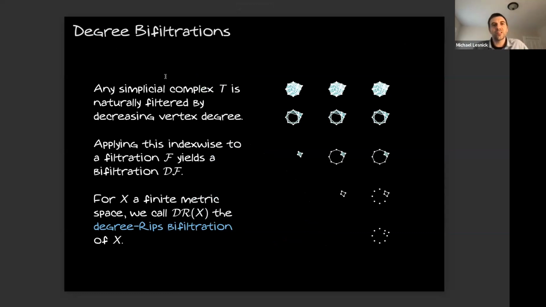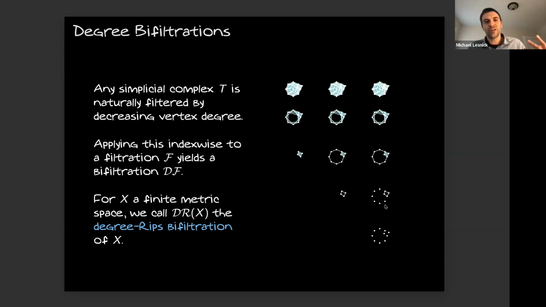So I'm going to move on to my other definition of a Rips-type bifiltration. This is the degree bifiltration, and the idea here is that any simplicial complex T is naturally filtered by vertex degree. We'll consider decreasing vertex degree. In fact, any simplicial complex is naturally filtered by any function on its vertices, so I'll choose vertex degree and take it to be decreasing. Now, just like before for subdivision bifiltrations, I apply this filtration index-wise to a filtration F, and that yields a bifiltration DF. In the case that X is a finite metric space, we call D of the Rips filtration the degree Rips bifiltration, and that's illustrated here for this point cloud in R^2, just for a few values of the degree and the radius. Okay, so that's my other construction.